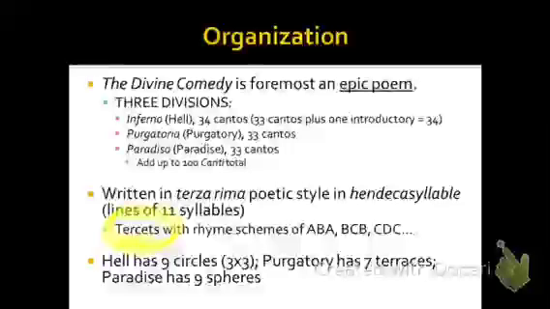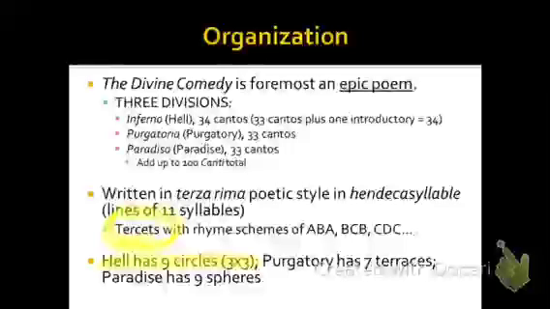Hell has 9 circles that Dante and us, his readers, will venture through. Purgatory has 7 terraces, and Paradise has 9 spheres floating around here. So it's just this part right here, the 9 circles of hell, that we will venture through. So, key terminology to take away from this: epic poem, 3 divisions, each with 33 cantos, terza rima style, tercet structure, and the rhyme scheme. Got it? I hope so.